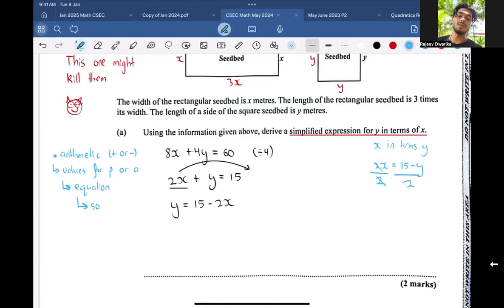Then you're either gonna solve the equation or make something the subject.